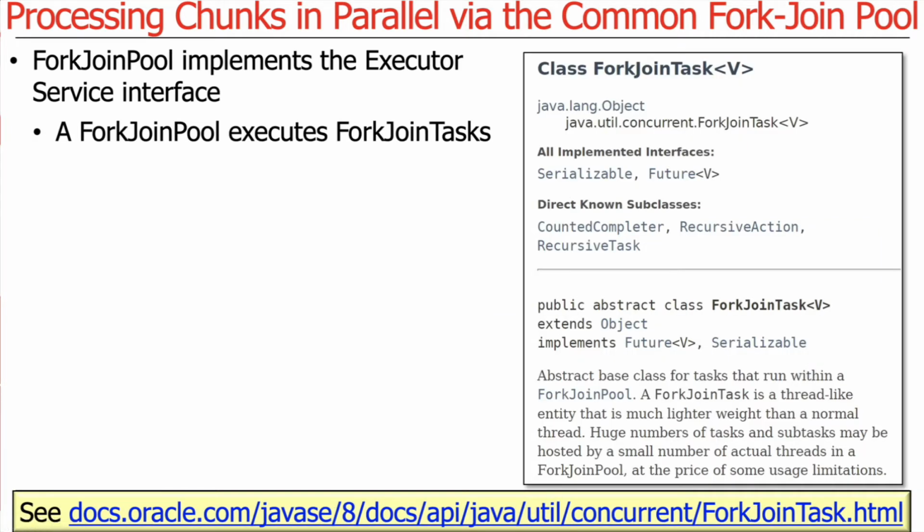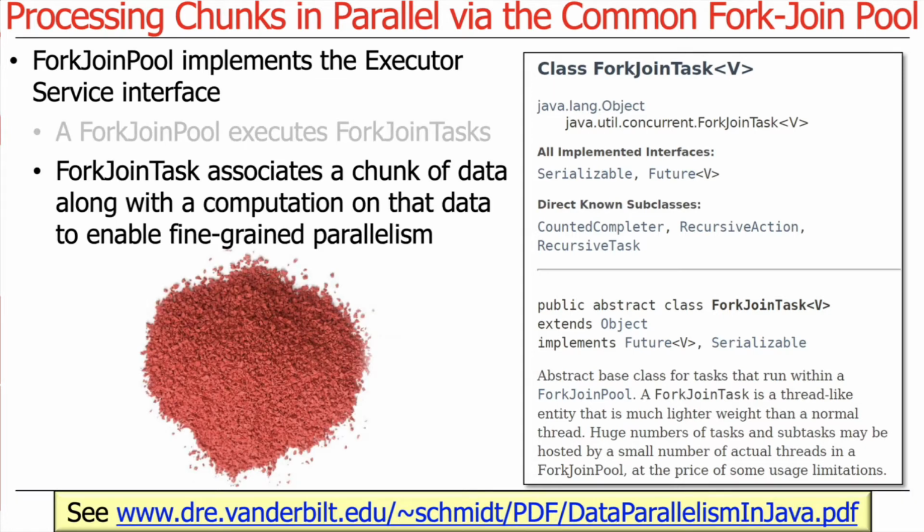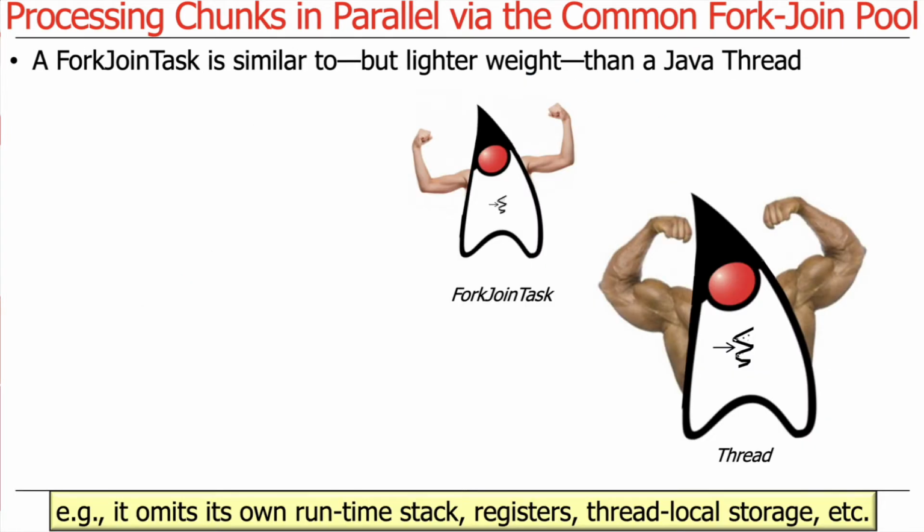And a ForkJoin pool executes things called ForkJoin tasks, which are pretty interesting. We're going to talk about them. A ForkJoin task is an object that associates a chunk of data, could be a big chunk or small chunk or something in between, along with some computation on that data in order to enable this fine-grained parallelism. And you can read more about data parallelism in Java at the link at the bottom of the slide, but that's basically the engine, the thing that does the actual processing: this thing called a ForkJoin task. And a ForkJoin task is similar, though not identical, and intentionally lighter weight than a traditional Java thread. And there's a couple of different threads in forthcoming Java.